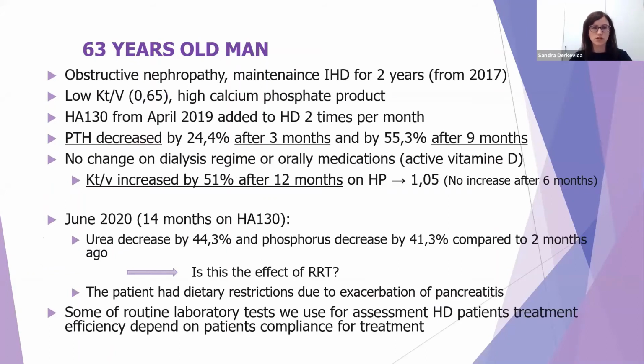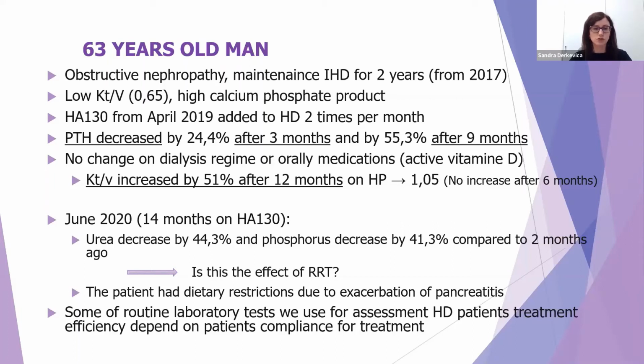Another patient, a 63-year-old man with obstructive nephropathy and maintenance intermittent hemodialysis for 2 years. He had low KTV and high calcium phosphate product, and he received hemoperfusion added to hemodialysis 2 times per month. PTH decreased after 3 months. KTV increase we noticed after 1 year on hemoperfusion.